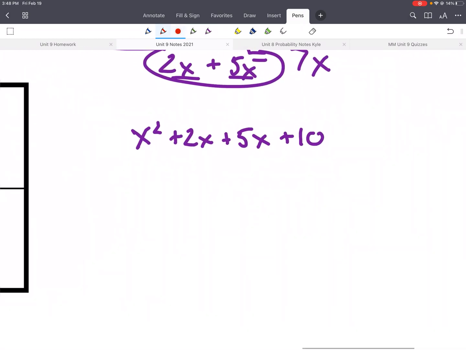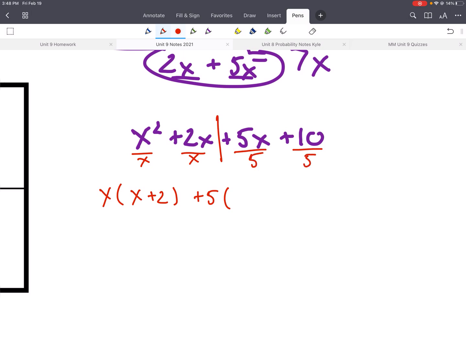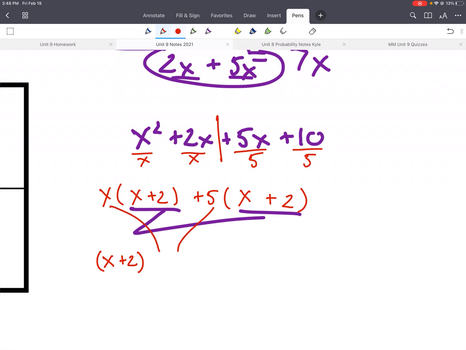For this one I'm going to do grouping first. So we could take out an x. We can divide everything by x, and that leaves us with x plus 2. For the right side, it looks like we could divide both of these by 5, a positive 5, and then what's left would give us x and a positive 2. Again, we notice that these are the same, which means we can factor those out. If they're not the same, then we made a mistake and we need to go back and check. And then what's left would be our x plus 5.